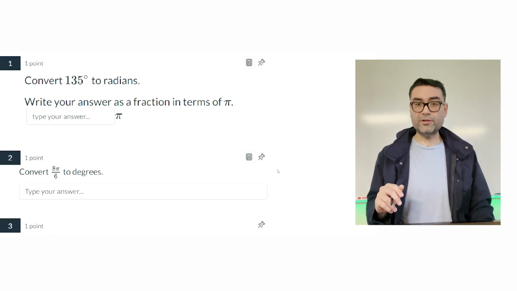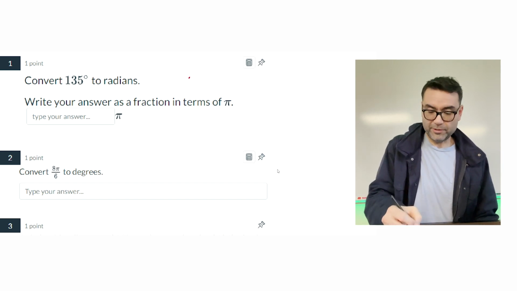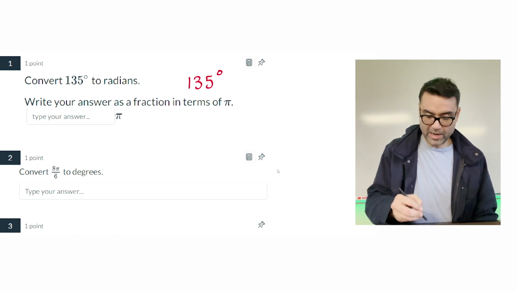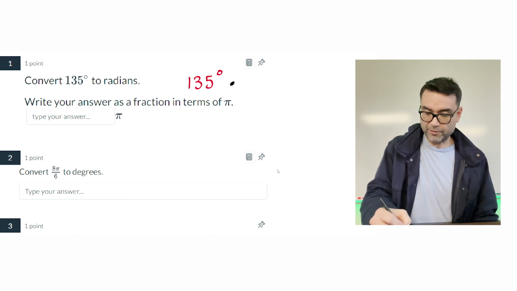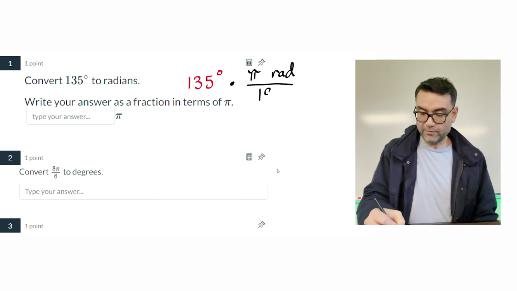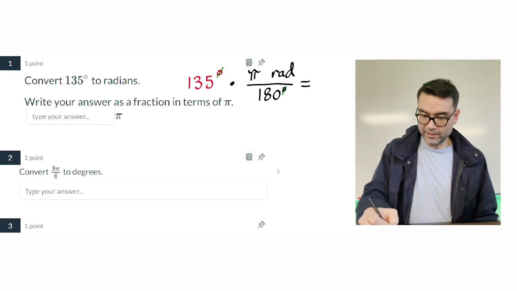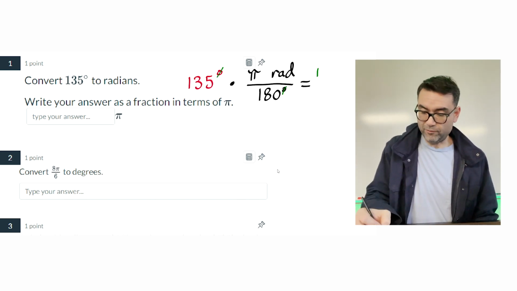Number one says convert 135 degrees to radians. So you use the conversion ratio. We take our 135 degrees and multiply by the conversion ratio, which is pi radians over 180 degrees. And what happens in this calculation is the degrees units cancel out, and we just have 135 pi over 180.